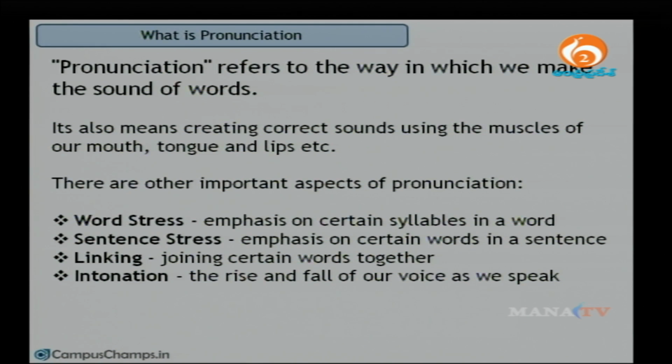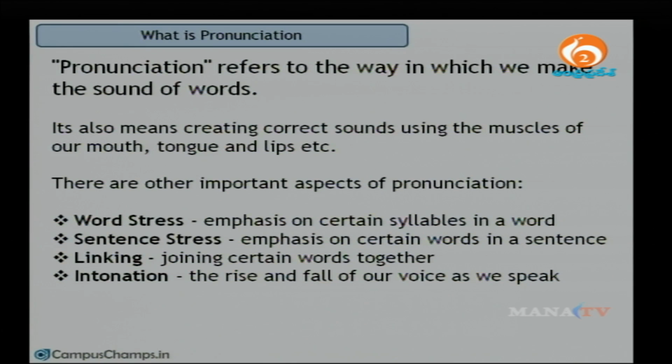What do we mean by word stress? Word stress means emphasis on certain syllables in a word. Sentence stress means emphasis on certain words in a sentence. Linking, which is joining certain words together. Intonation, the rise and fall of our voice as we speak. So, these are the 4 additional aspects which are important for pronunciation.